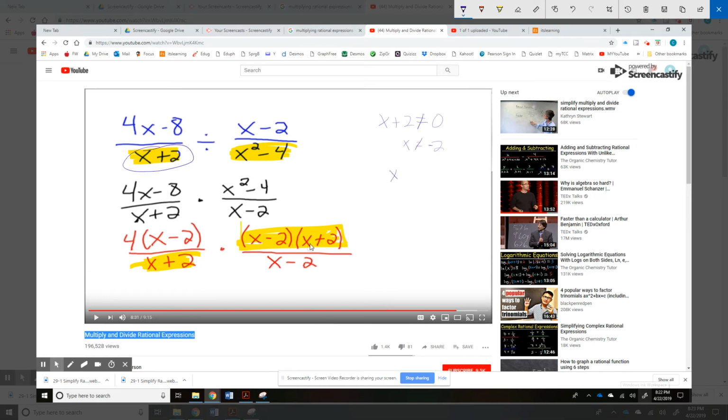So we've already done the plus 2, so we do the x minus 2. x minus 2 can't be 0. So the two restrictions would be x can't be positive 2, x can't be negative 2. Okay, so just don't forget your restrictions. He doesn't talk about the restrictions. So as he does this, be sure you list your restrictions because it says to do so on your homework.